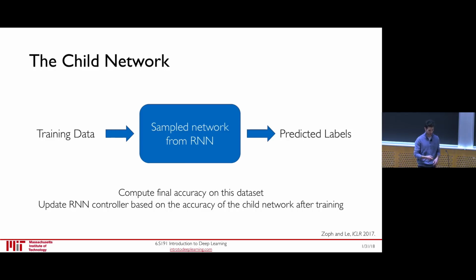Once we have that child network, which I'm showing right here in blue, we can train it using our dataset that we ultimately want to solve. So we put our training data in, and we get our predicted labels out. This is the realm that we've been dealing with so far in this class. So this is just a single network, and we have our training data that we're using to train it. We see how well this does. Depending on the accuracy of this model, that accuracy is used to provide feedback back to the RNN and update how it generates these models.